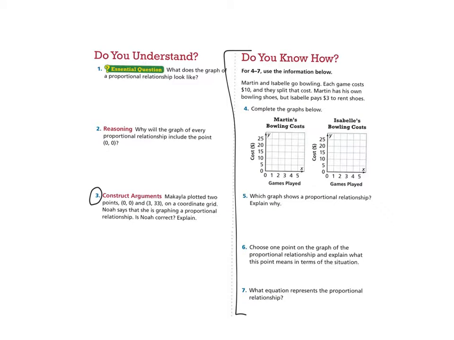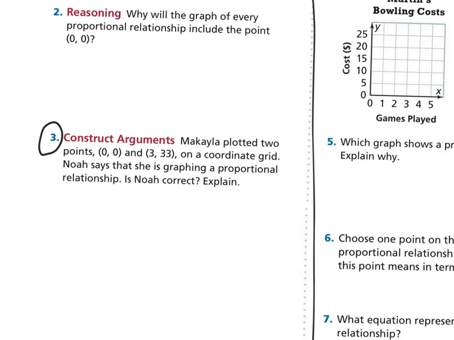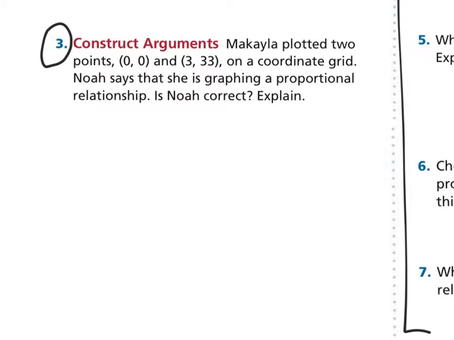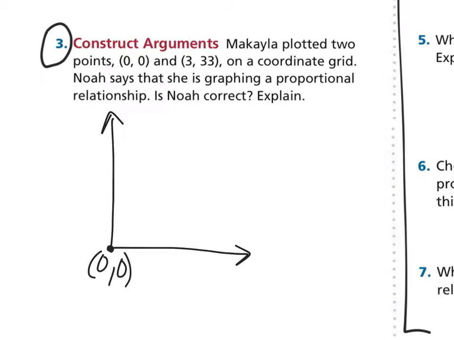Let's look at do you understand number 3. Michaela plotted 2 points, 0, 0 and 3, 3, 3 on a coordinate grid. Noah says she is graphing a proportional relationship. Is Noah correct, and explain? Alright, so if we think about this, we've got 0, 0, and then somewhere we've got the point 3, 3, 3, however that is.